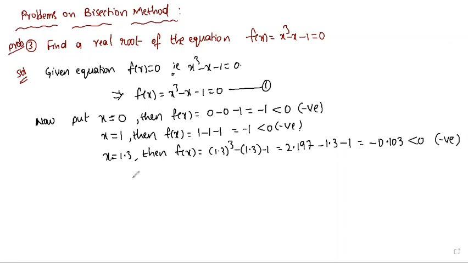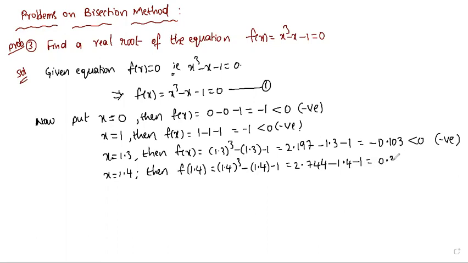This is also negative. Put x is equal to 1.4, then f of 1.4 is equal to 1.4 whole cube minus 1.4 minus 1. 1.4 whole cube is equal to 2.744 minus 1.4 minus 1, that is equal to 0.344, which is always greater than 0. This is positive. So one is negative and one is positive, and the root lies between these two.